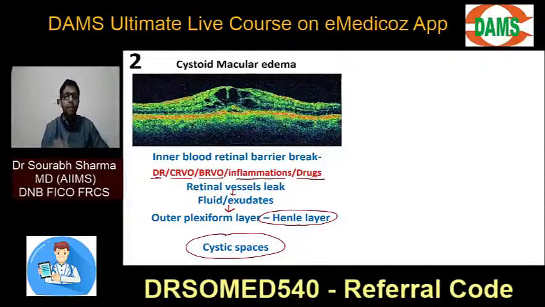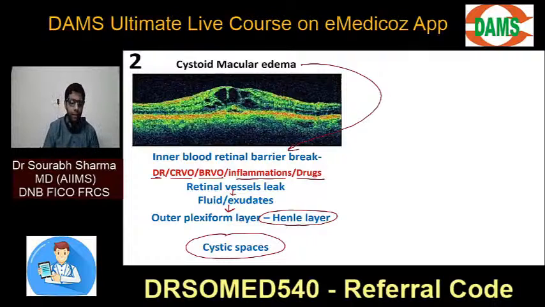That is why the name is macular edema. Mostly they go into the macular area. The thickness of the macula is increased. Cystic spaces are there: cystoid macular edema, seen in all these conditions. And what is the pathogenesis? Inner barrier break.